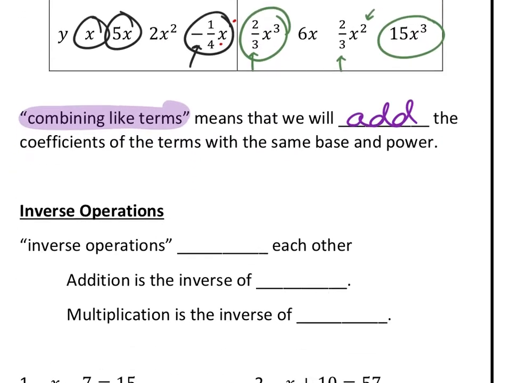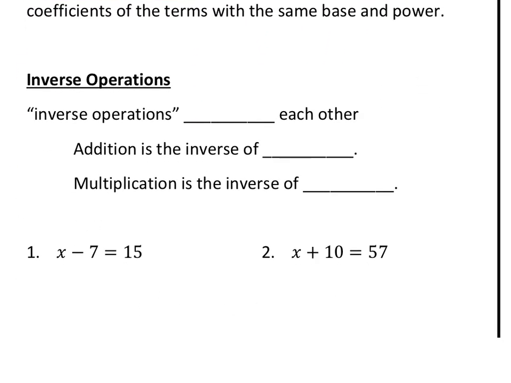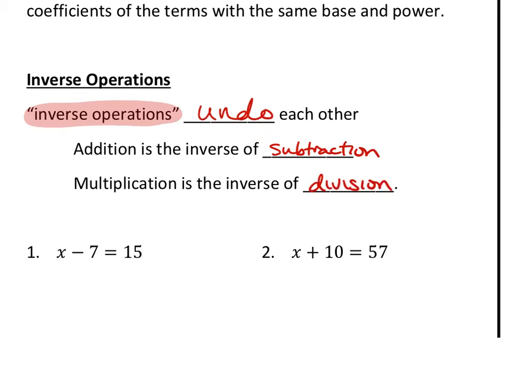Another vocabulary word we need to define before we get started is inverse operations. You may have heard of this one before. Inverse operations are mathematical operations that undo each other. They're opposites. So addition is the inverse of subtraction, and multiplication is the inverse of division. There are some other inverses in the math world, but these are the four that we're going to use today.